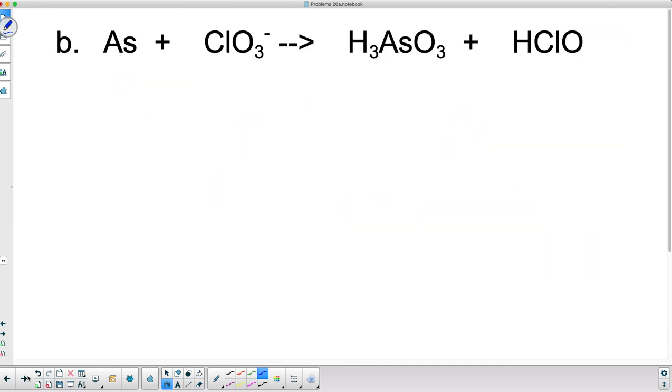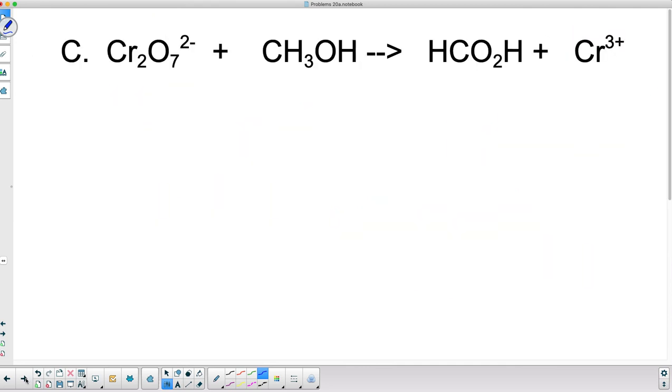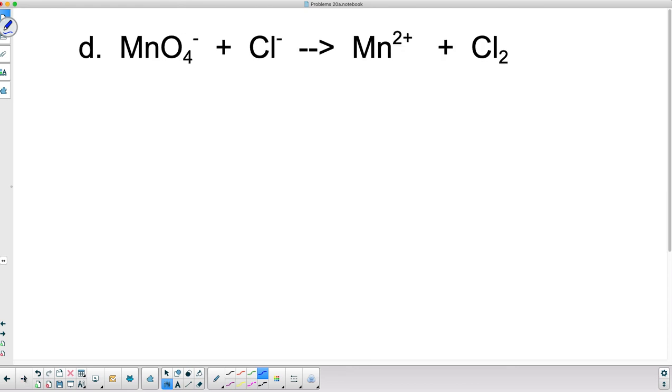20B is going to be basically the same thing. 20C, again, very similar. 20D, you know what? That's going to be it for me. I'm going to stop here, and then I'll do 27 at the end.